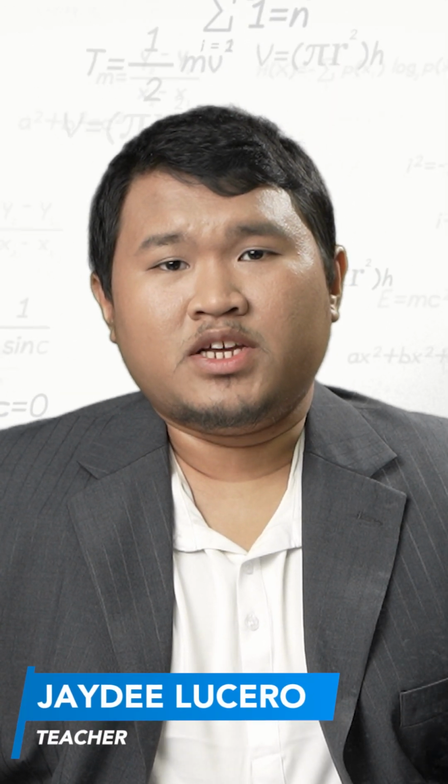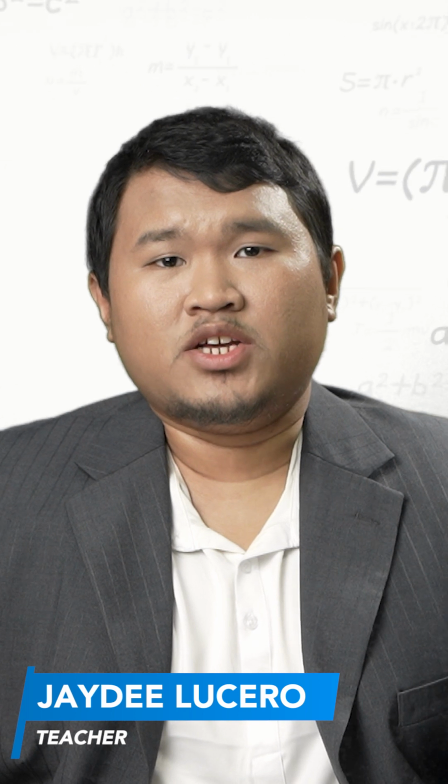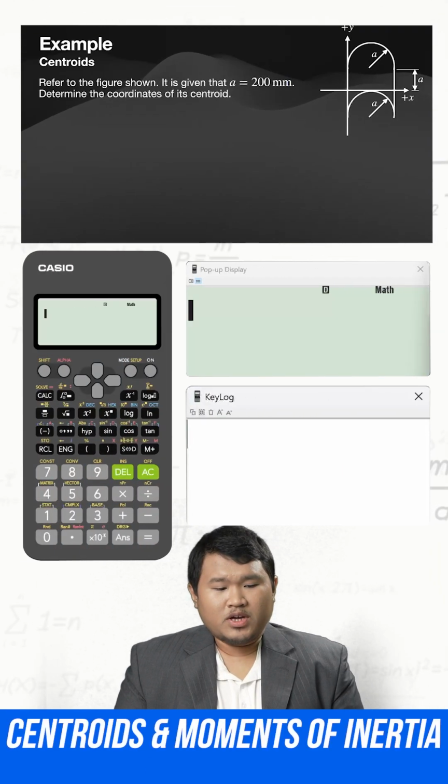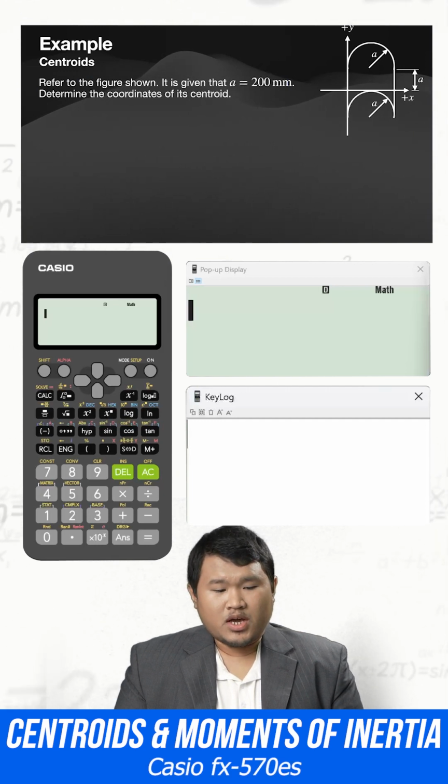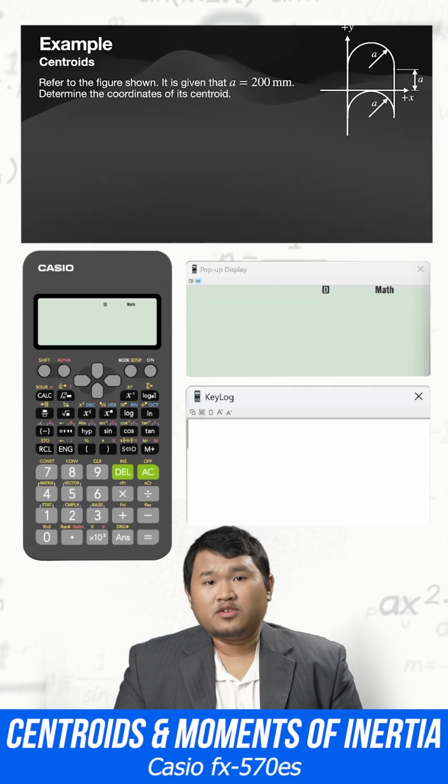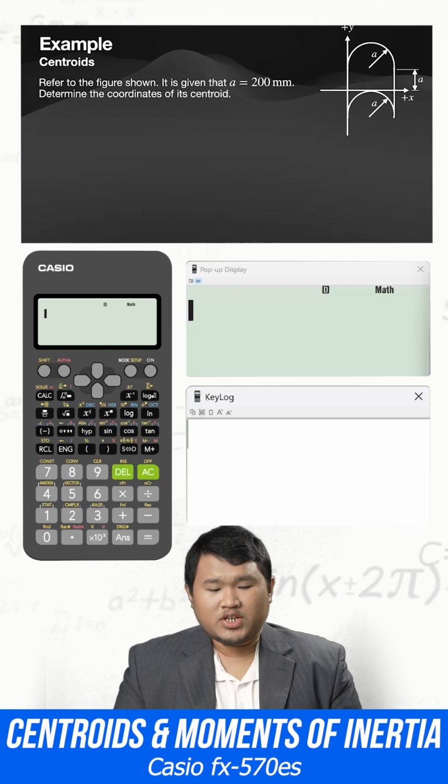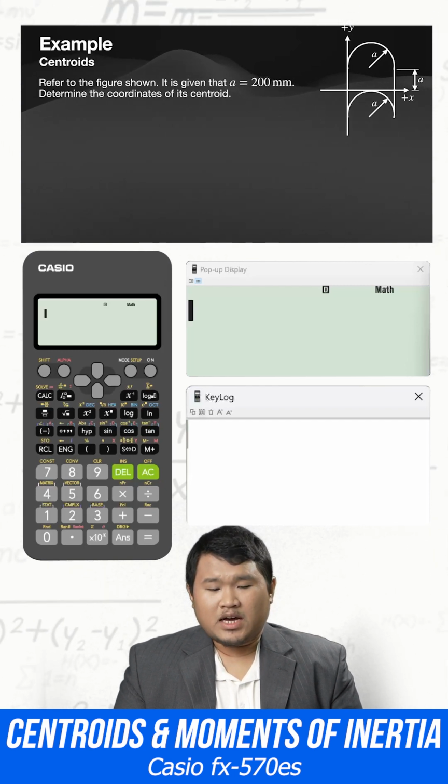Centroids and moments of inertia using the FX-991ES, 570ES Casio calculator, 2nd edition. In this example, we have a shape as shown, and we are tasked to determine the coordinates of its centroid and moment of inertia about the x and y axis.